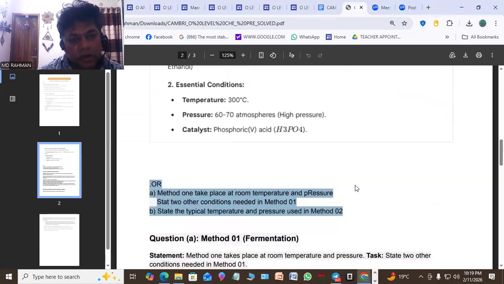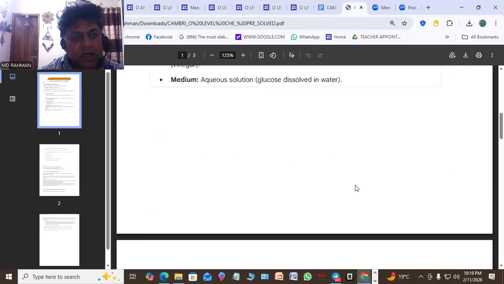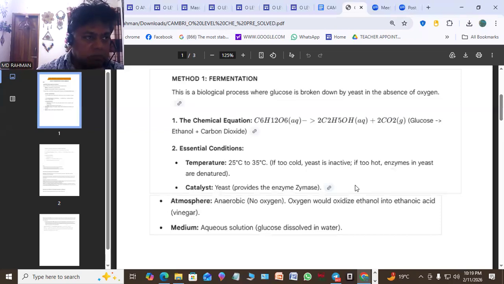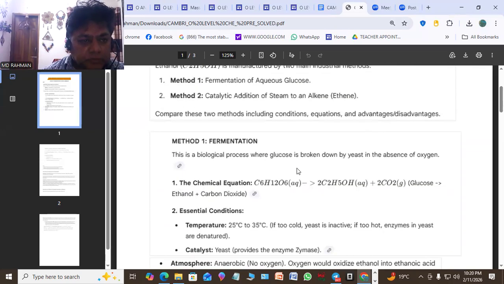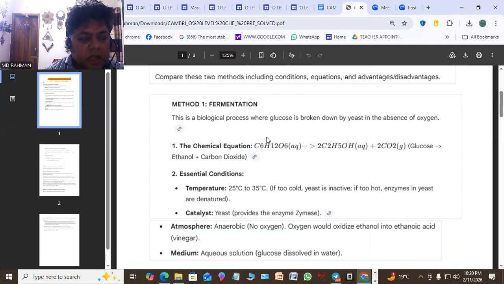But the main chemical reaction is the same, so the answer may be different depending on the question that has been asked. If you focus on the first one, here is method 1, fermentation of aqueous glucose. What is fermentation and how does it proceed?